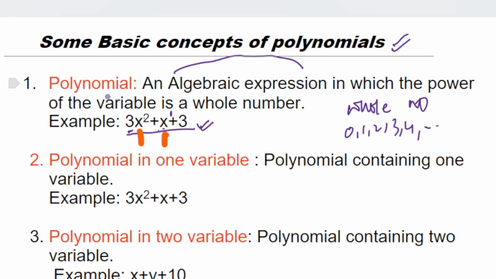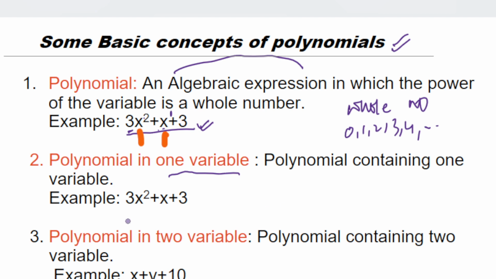So let's see number 2, polynomial in one variable. You can have a polynomial in two variables also, and in three variables also. So let's see polynomial in one variable. One variable means x, y, z, any variable you can take. A polynomial containing one variable is called a polynomial in one variable.